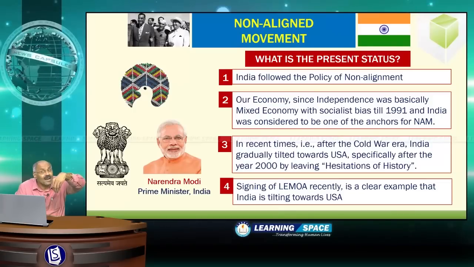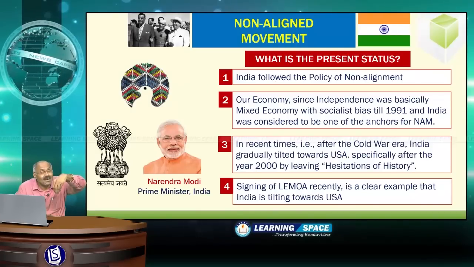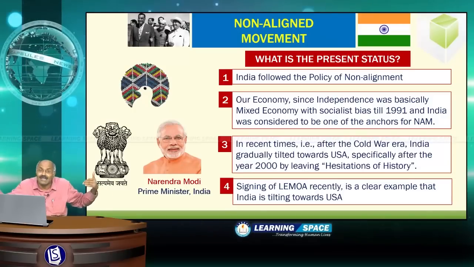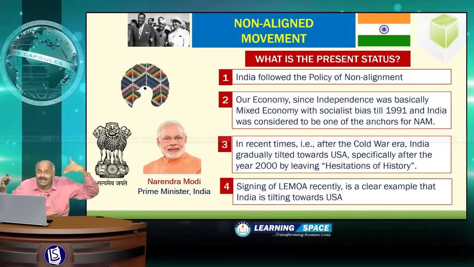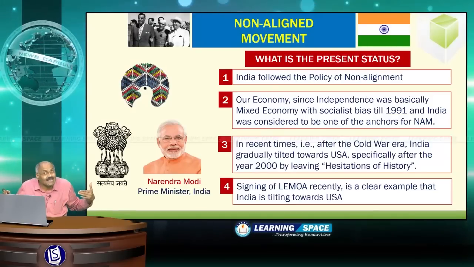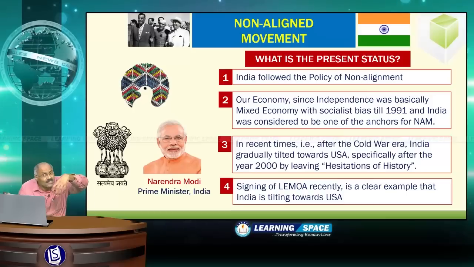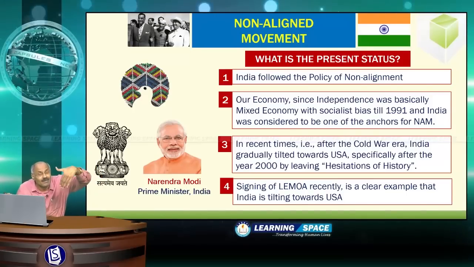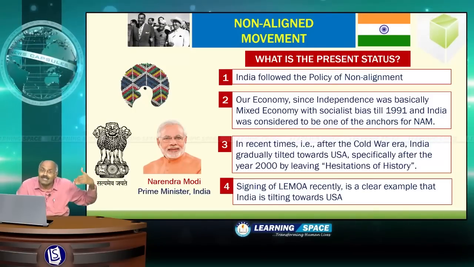And a lot of change occurred since 1991. In 1991, the breakup of the USSR into several countries occurred. The prominence of the USSR was lost in 1991. Now, the prime country after the breakup of the USSR, that is Russia, is in recession, and in recent times India tilted towards the United States of America by leaving the hesitations of history. In the words of the Prime Minister, recently India signed the Logistics Exchange Memorandum of Agreement, and it is a clear example that India is tilting towards the United States of America in recent times.